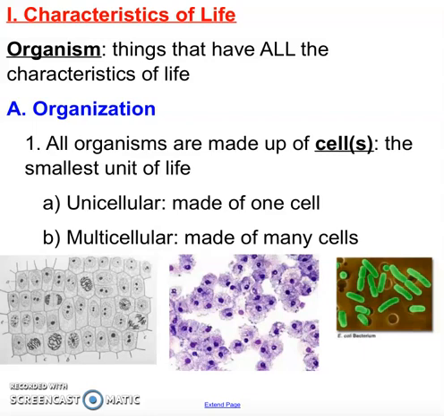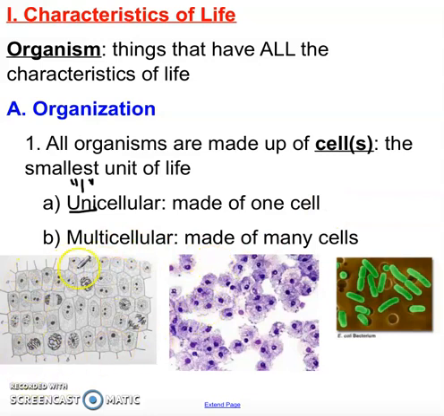Sometimes living things are just made up of one cell. And if they are, then we call it unicellular, okay? If we look at this prefix here, uni means one, right? Like unicycle, one wheel. So unicellular means one cell. Multicellular means it's going to be made up of many cells.